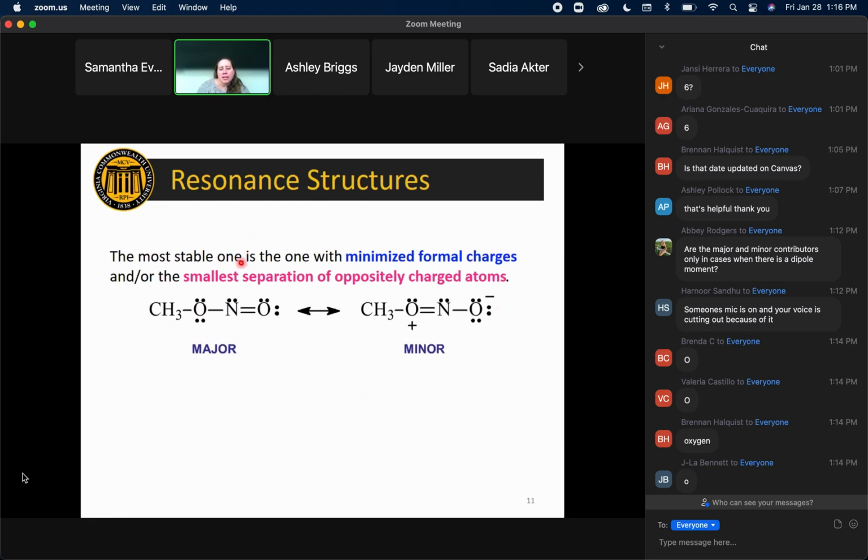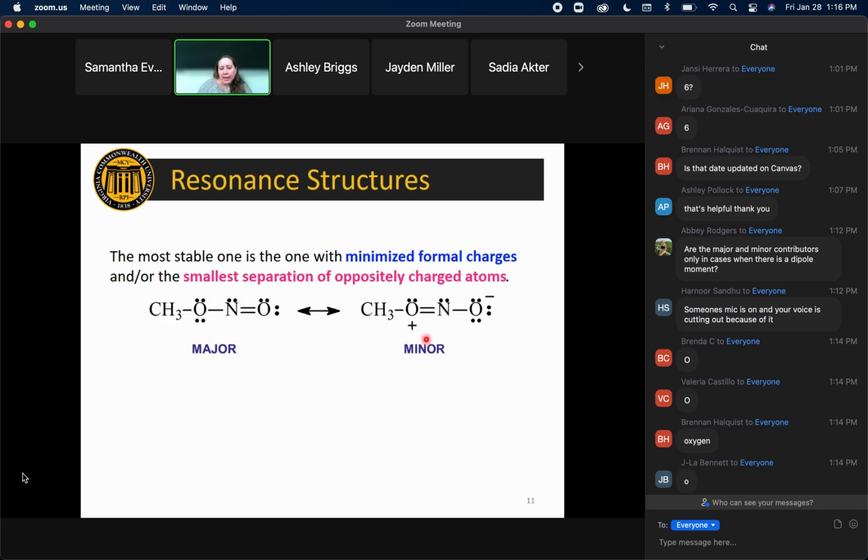A more stable resonance structure is going to be the major contributor. And so in the case that I'm showing you here, the major contributor, which is also the more stable one, is the one with the minimized formal charges. Okay, so what I mean by this is that in the compound on the left, there are no formal charges anywhere on the atoms in this molecule.